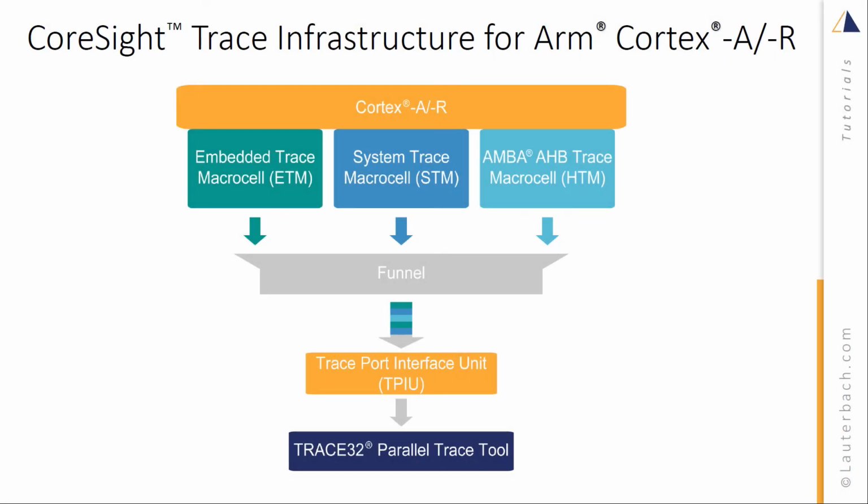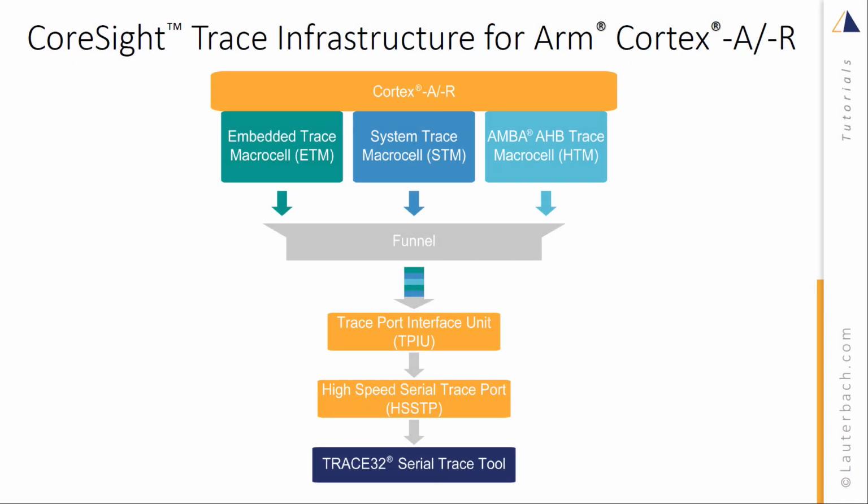When off-chip trace is used, the trace information is sent to an external trace tool, such as Trace32 Power Trace, via the Traceport Interface Unit TPIU. The trace data is exported by the TPIU over 1 to 32 parallel trace data lines. A high-speed serial trace port can also be implemented by the chip vendor in front of the TPIU in order to convert the parallel trace stream into a serial stream.